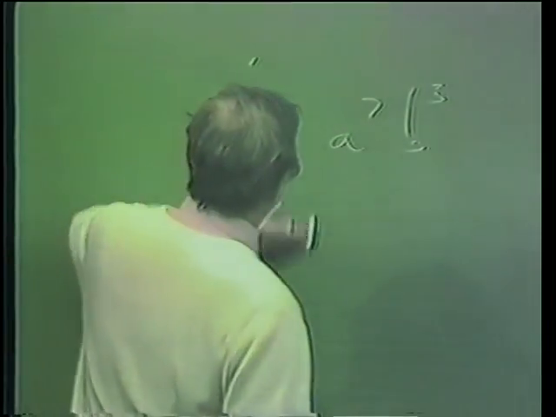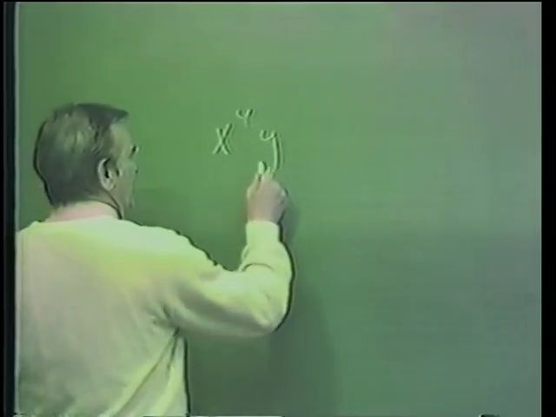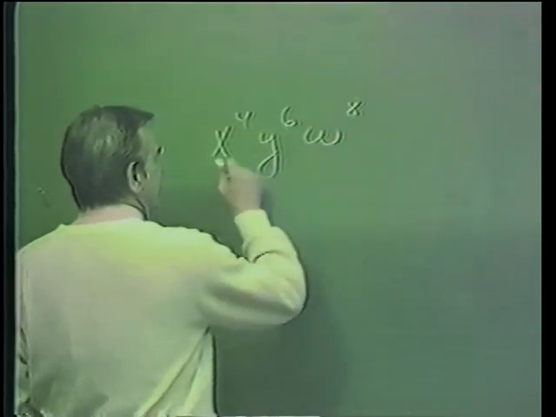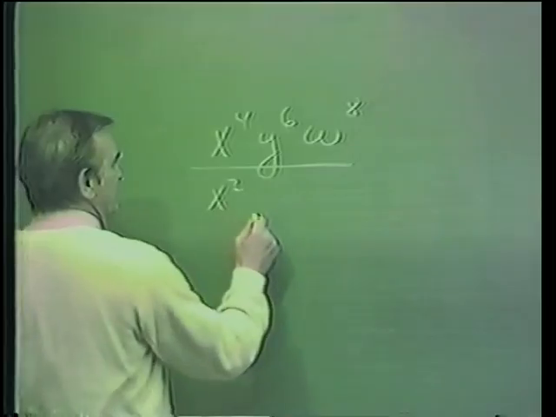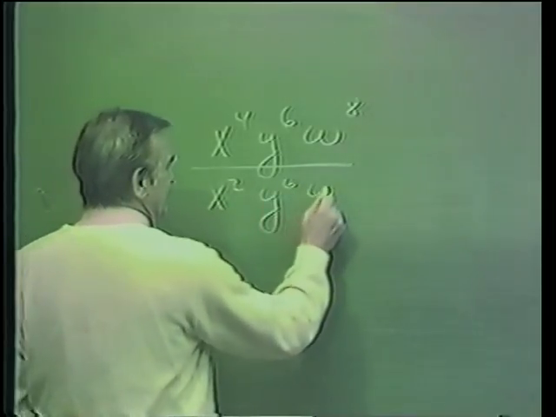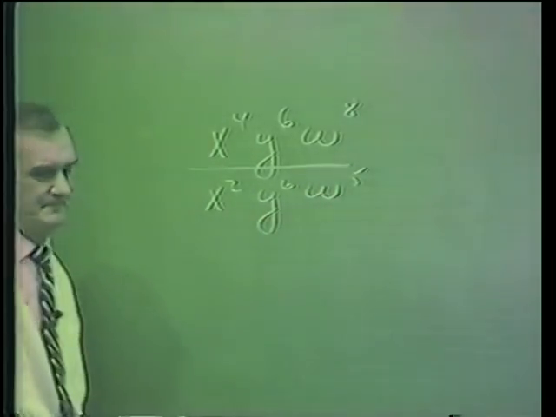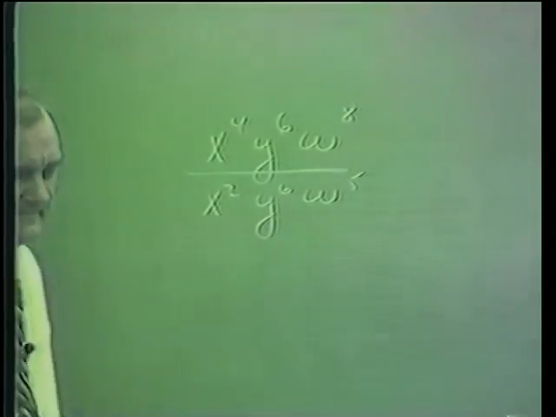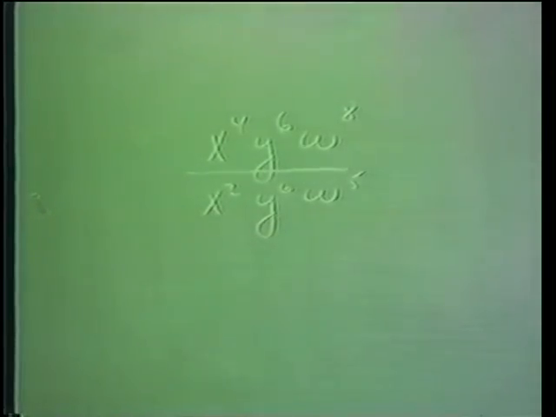Let's suppose we have this. We have x to the 4th, y to the 6th, w to the 8th, over x squared, y to the 6th, w to the 5th. Eight and 5, yes. I'm sorry. Okay, who has an answer?